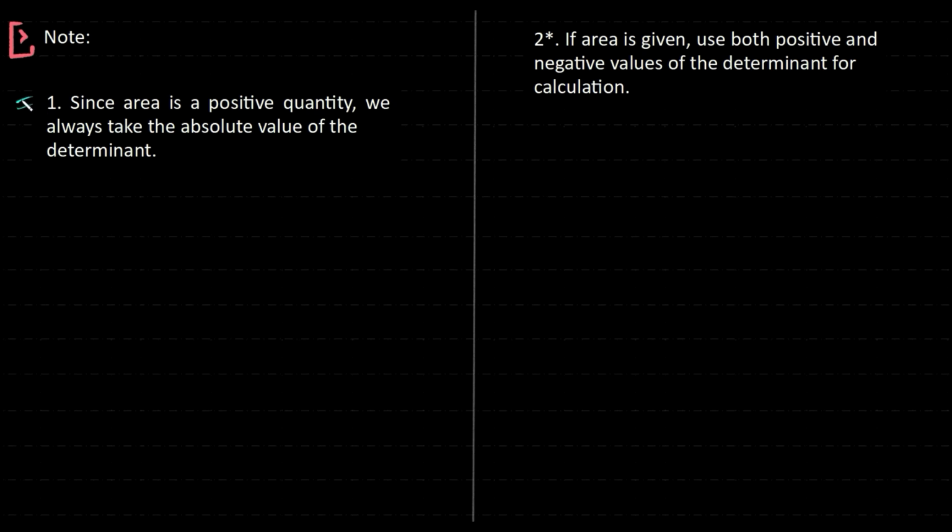A few things that we will keep in mind while doing numericals on area related to triangles. Our final answer always has to be positive. What we come across in the determinant is both positive and negative, but since we're talking about area, it's always positive. On the contrary, when the area is given and we have to find an unknown, we take both positive and negative to calculate.